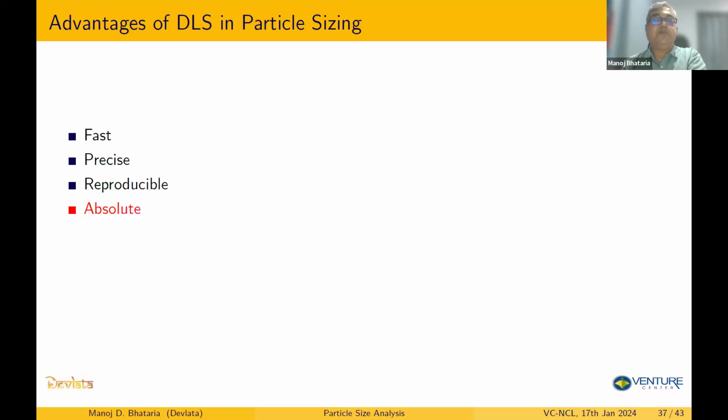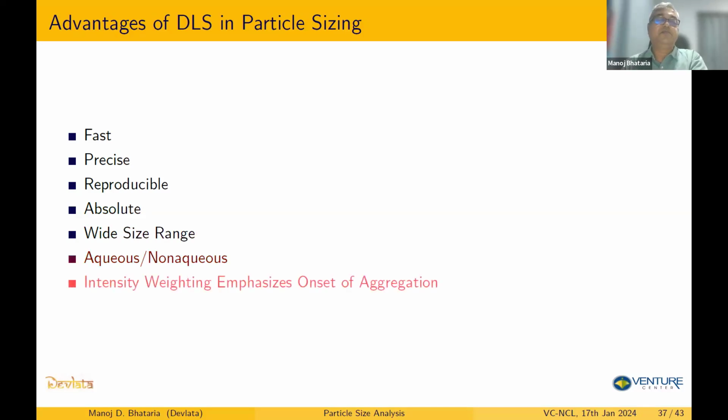You can't basically set a calibration constant for this instrument and say that it should be valid for another 6 months. No, nothing like that. It has to give you the correct result all the time. It has a wide size range. It can do aqueous as well as non-aqueous samples, but DLS will not be able to do dry samples. Powder samples, dry powders, it cannot do. It has to be a suspension. Since it is intensity weighted, if aggregation is happening over time, that can be studied as well.